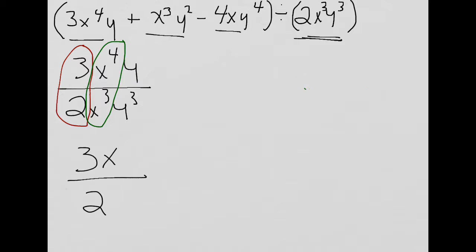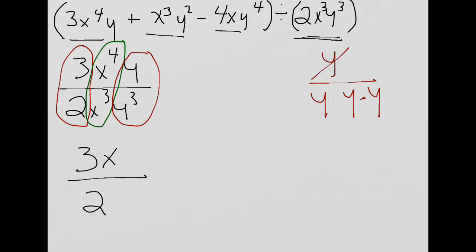So that's my x's. And then with my y's I'm going to do the same thing. I have y over y^3. That really means I have y over y times y times y, that's a dot, not a minus, on the bottom. So I can cancel out that y, and that leaves me with y times y on the bottom, so that is going to become y^2 on the bottom. Alright, so that's the first one.